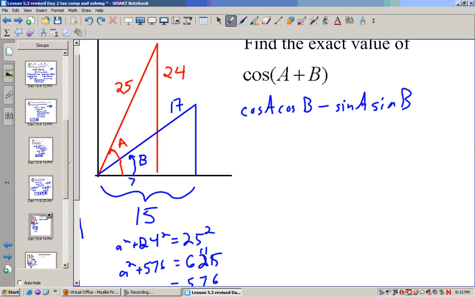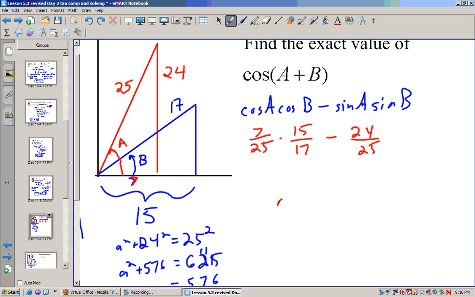I should actually write that in red. So that distance is 7. So the cosine of a is going to be 7 over 25. The cosine of b is going to be 15 over 17. And then the sine of a is 24 out of 25. To get the sine of b, I'm going to do this opposite side over the hypotenuse.